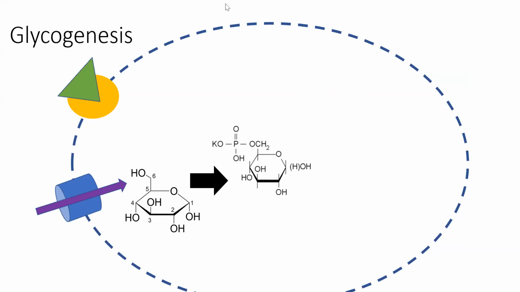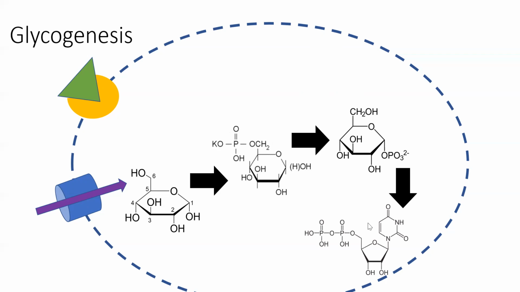And what we're going to do here is we are going to actually then take glucose 6-phosphate to glucose 1-phosphate. So you can see that all we've done is we've switched where the phosphate group is on the carbon ring structure. So now that phosphate group is on carbon 1. So this is called glucose 1-phosphate.